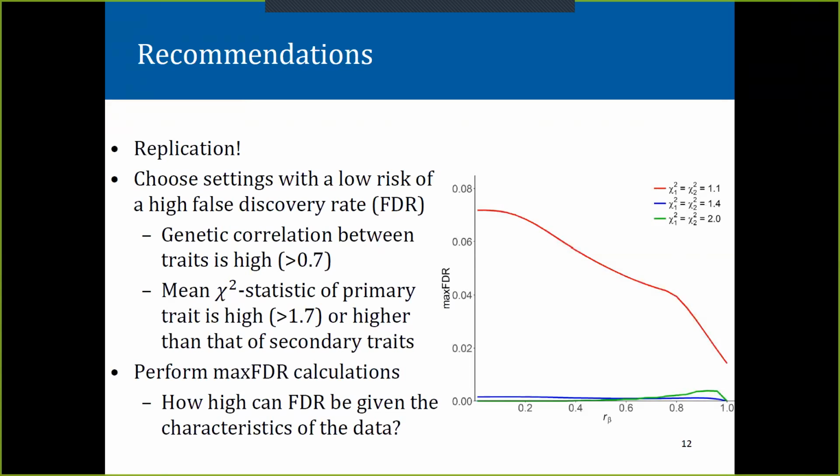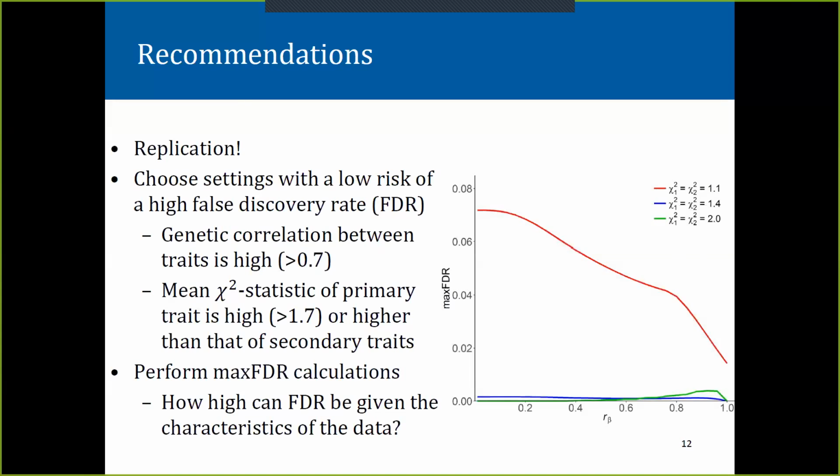And so moving to slide 12, here are the recommendations that we have for people who are interested in applying MTAG. The number one thing that I recommend is always replication. If you apply MTAG and you get a lot more hits for the trait that you're interested in, it's always good to have some replication sample to validate anything that you find.